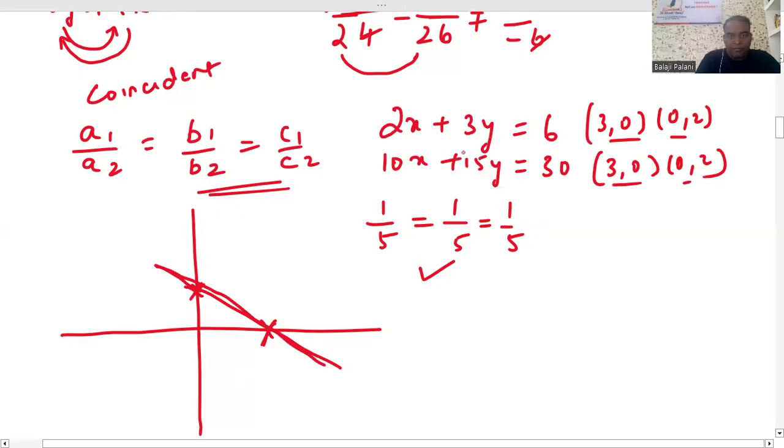In the sense, நீங்க first line க்கு என்ன x and y எடுத்தாலும் அதை இங்க substitute பண்ணீங்கன்னா you will have 30. So whatever solution is there for the first equation, they will be satisfying the second equation as well.